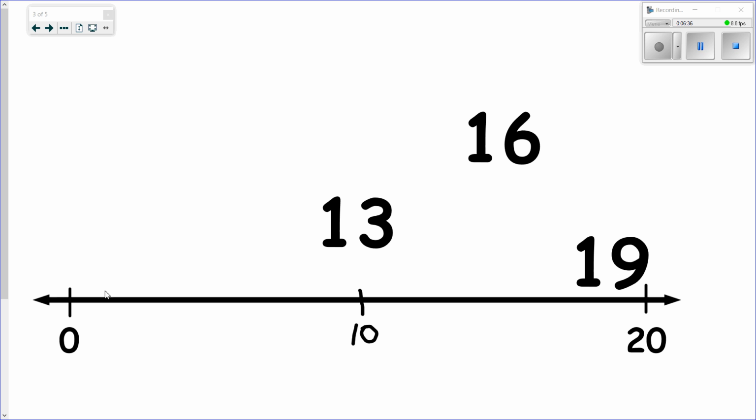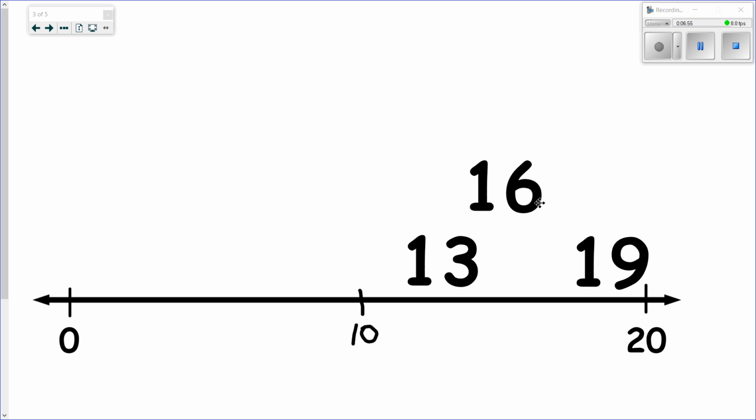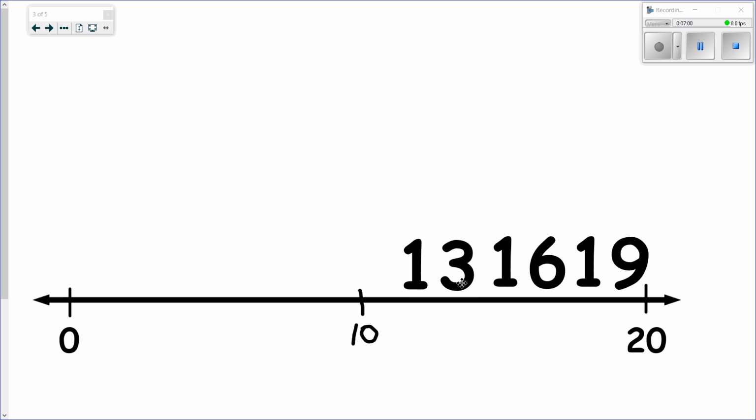Now the 13 is greater than 0, and it's greater than 10, but it's less than 20, and it's also less than 19. So for now, let's just put it right here. Now if we look at the 16, greater than 0, greater than 10, now it is greater than 13. So we're going to need to move 13 over just a wee bit there to fit in the 16. Now 13 is a bit closer to 10 than the 16. The 16 is close to the middle because as we saw in the last question, 15 is halfway between, and so 16 is just one number higher.